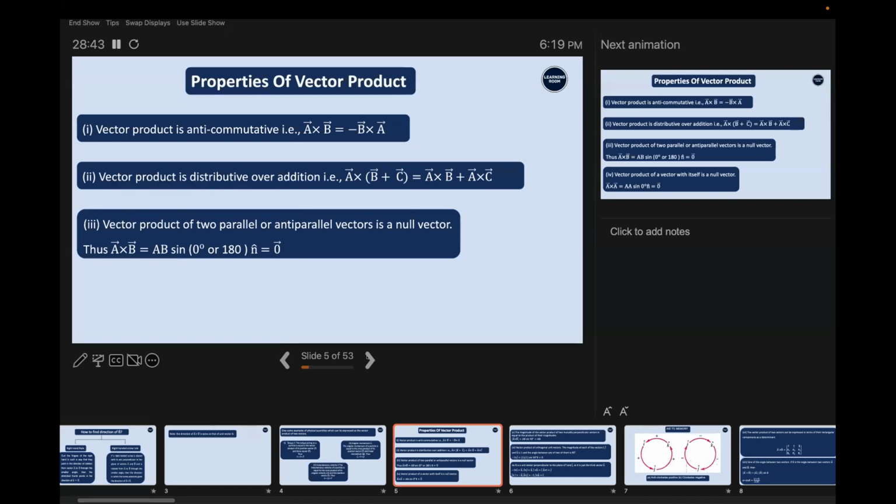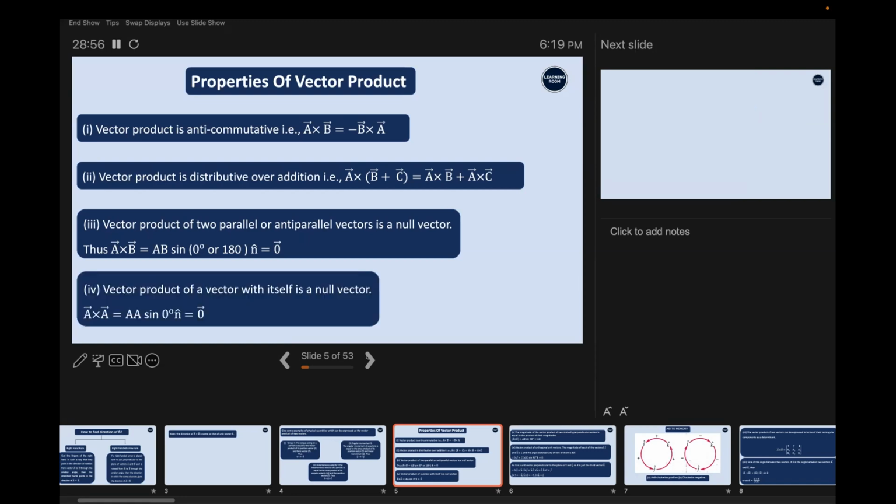So the next property is the vector product of a vector with itself. If you take a vector and do the cross product of that vector with itself, that will also give you a null vector, because the angle between a vector and itself is also going to be 0 degrees. Right? So this is another important point.